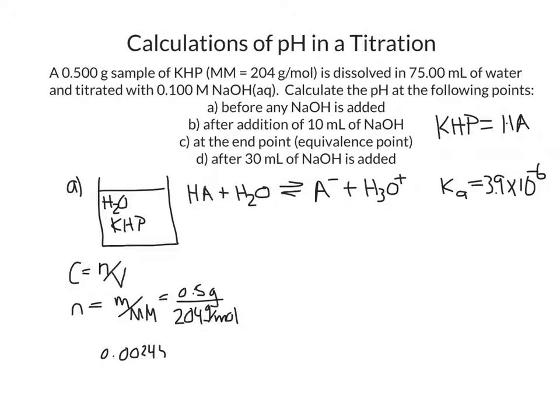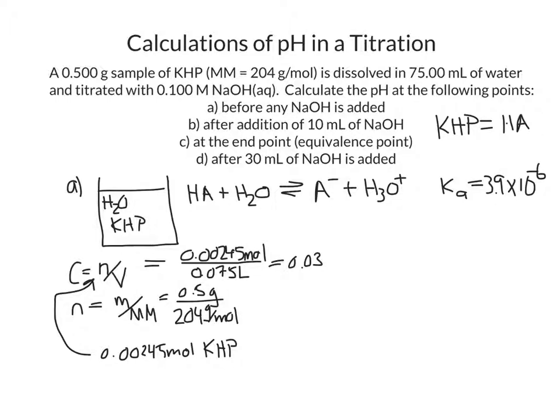So I'm going to have 0.5 grams divided by 204 grams per mole, which tells me that I have 0.00245 moles of KHP. If I know the number of moles of KHP, I can plug that into my calculation for the concentration: 0.00245 moles in a total volume of 0.075 liters, because 75 milliliters is 0.075 liters, and that will give me an initial concentration of 0.0326 molar.